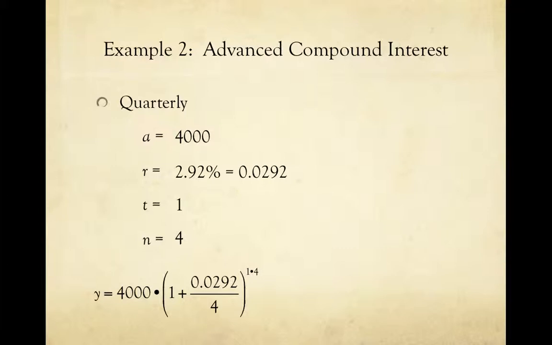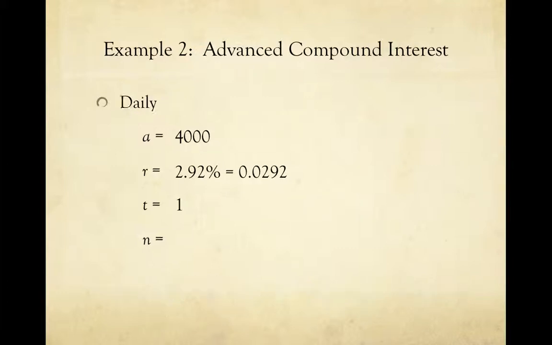And so now, when you work that all out, you end up with about $4,118.09 in the account after just 1 year. So you've earned about just less than $120.